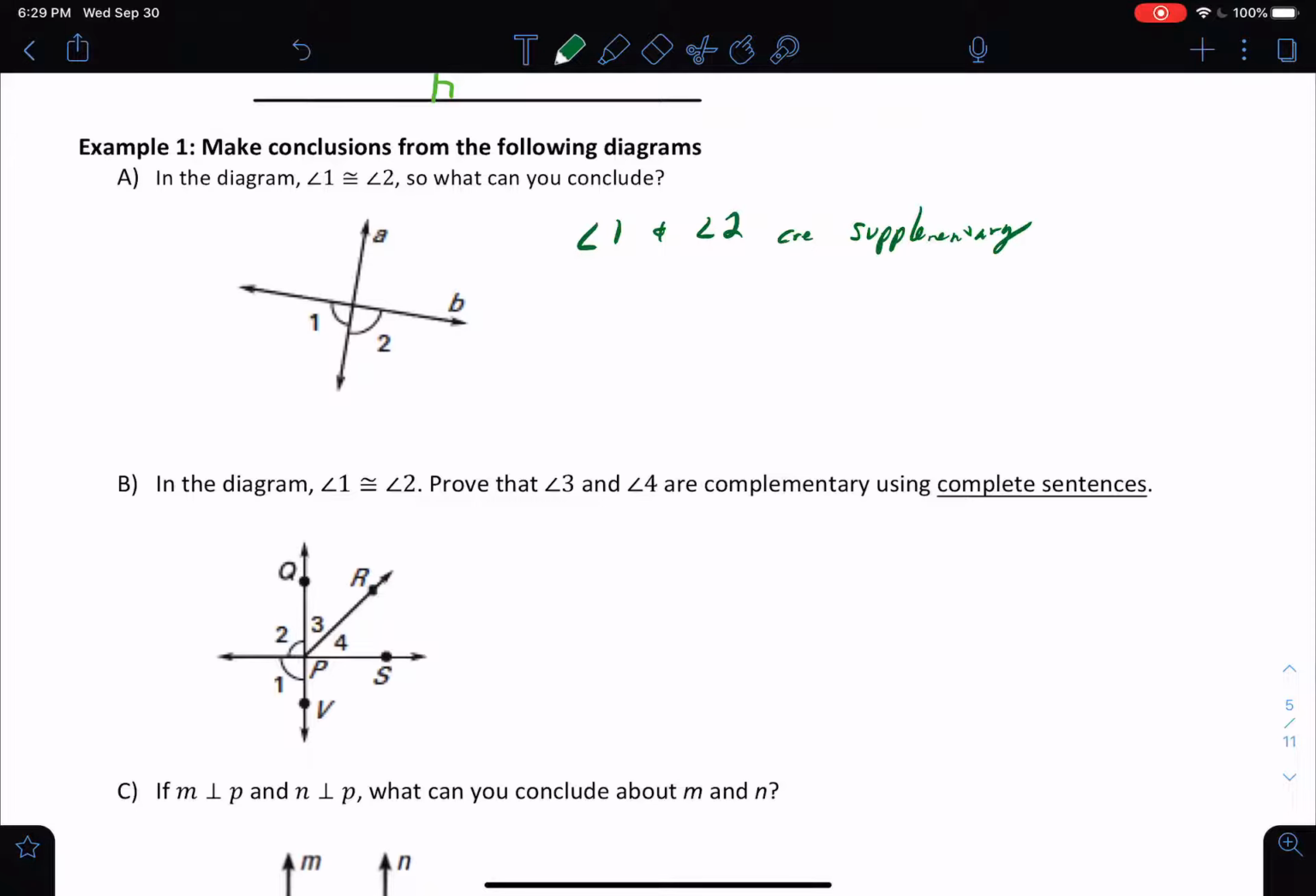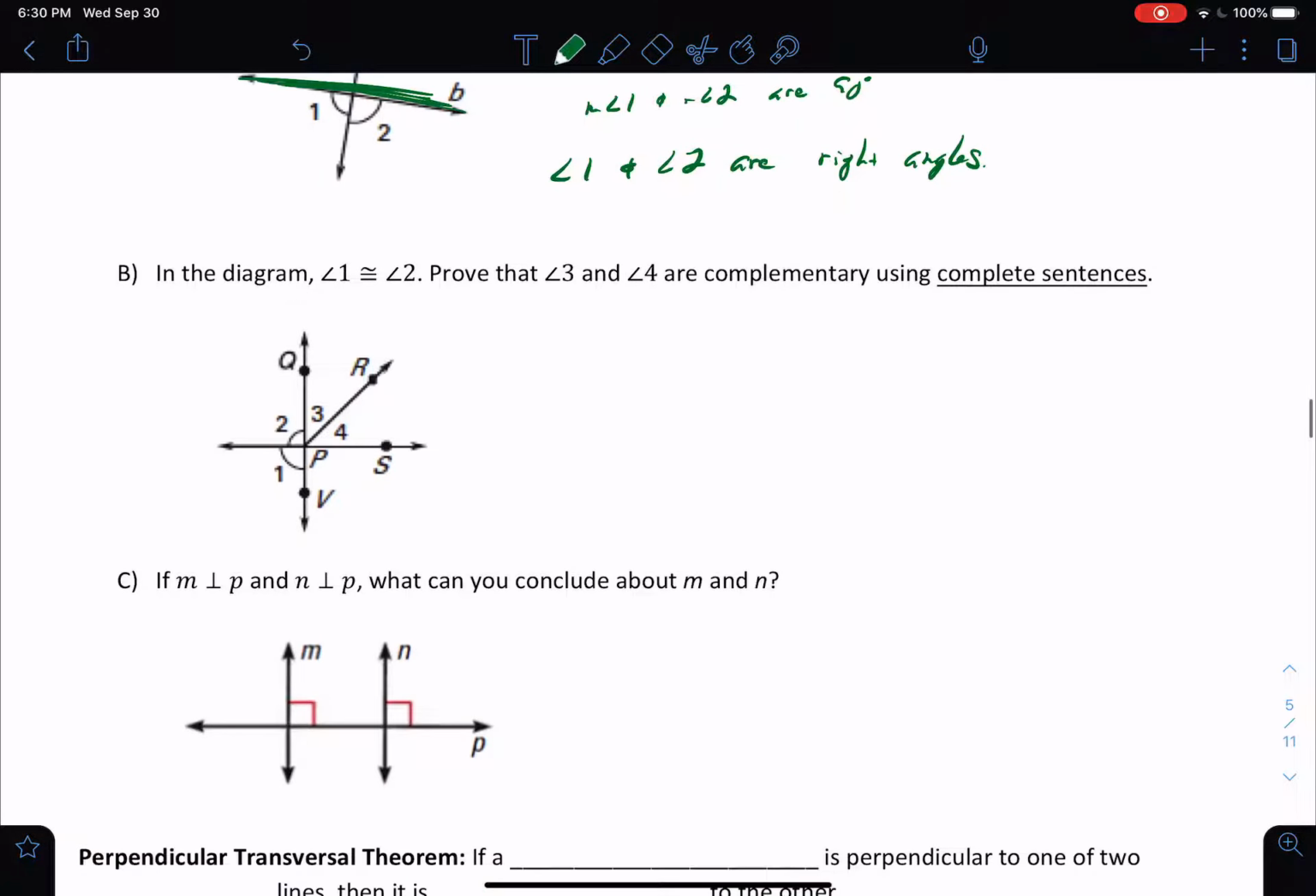And since they are both the same, since they're congruent, I know that the measure of angle 1 and the measure of angle 2 are 90 degrees. So angle 1 and angle 2 are right angles. That's what I can conclude. We want to recognize that they form a straight line. We want to be looking for those straight lines. So in the diagram, angle 1 is congruent to angle 2. So just like in A, I know that both of these are 90 degrees.